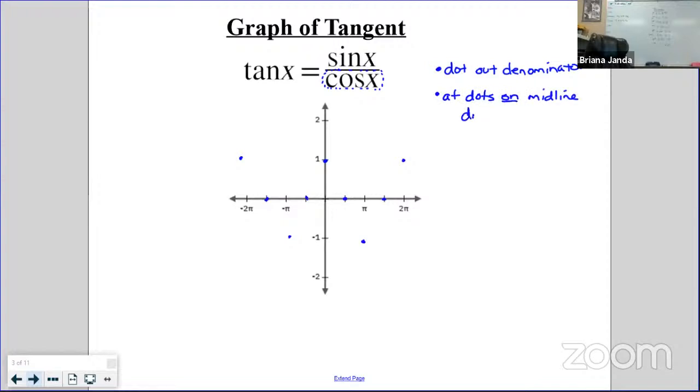And so at all of our dots on the midline, we will draw a vertical asymptote, just like we did yesterday. So I have 4 dots on my midline. At those 4 dots, I'm going to draw in a vertical asymptote.